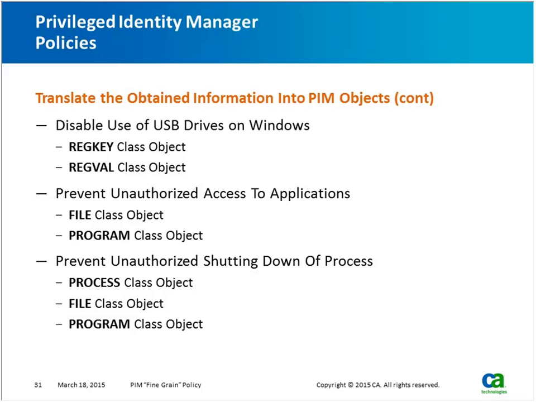I want to prevent unauthorized access to applications. Well, that's usually going to be a file and program class object that we would write, and we would have to identify what the actual application is, the directory, and the actual executable itself. Prevent unauthorized shutting down of processes. Well, there is the process class, and that might also involve the file and program classes as well. All right. Next slide.